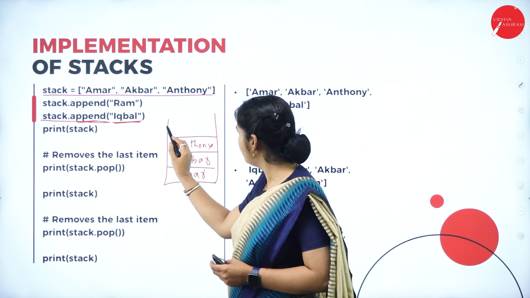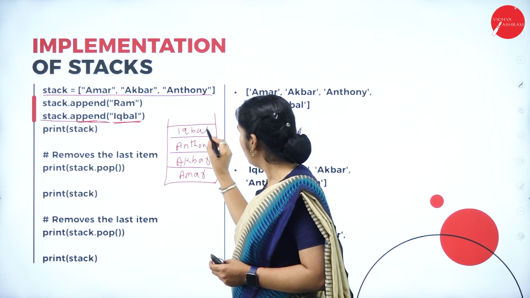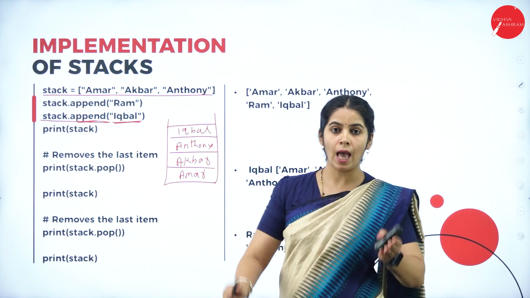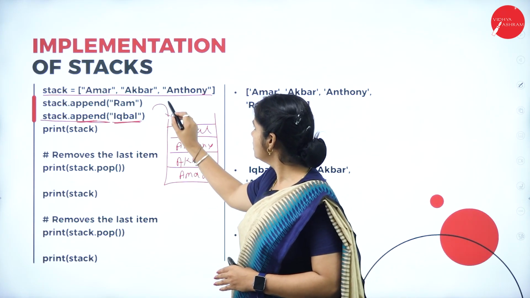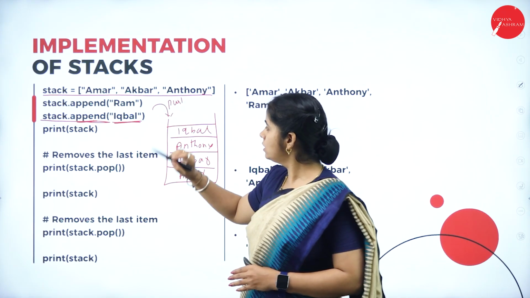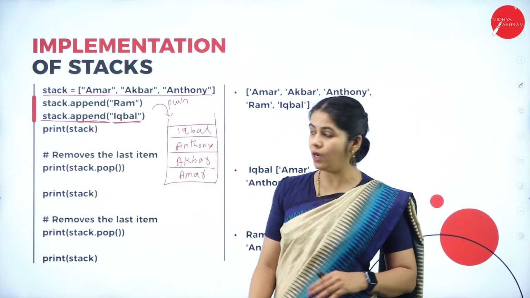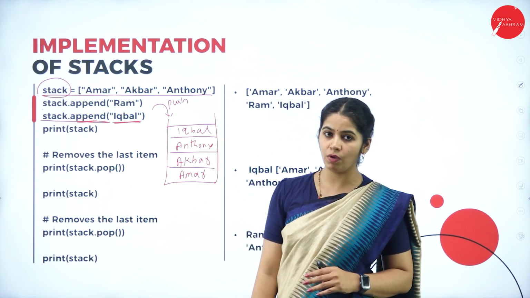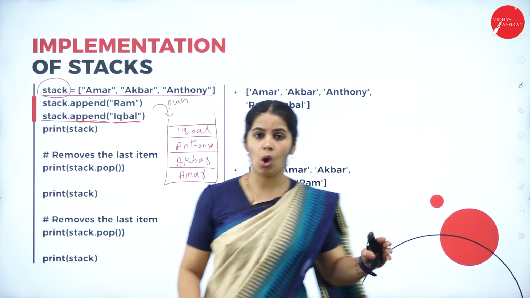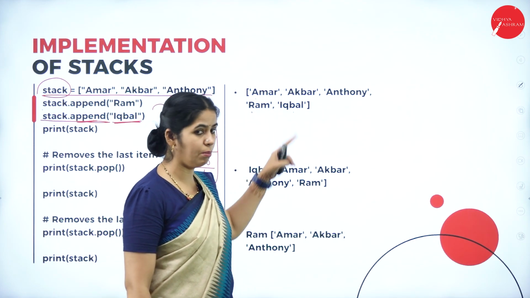So what is the end of the list? Here I can add Iqbal, right? So Iqbal is appended, added or pushed into the stack. I can say pushed into the stack using the append function. Now if I print this particular list stack, what will it print? It will print all the names present: Amar, Akbar, Anthony, Ram and Iqbal.